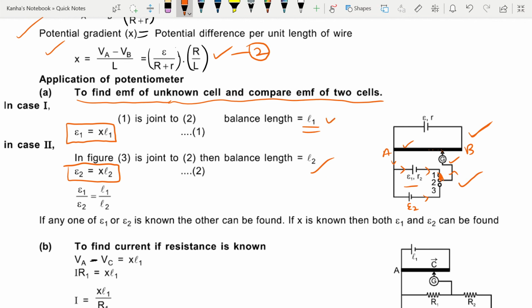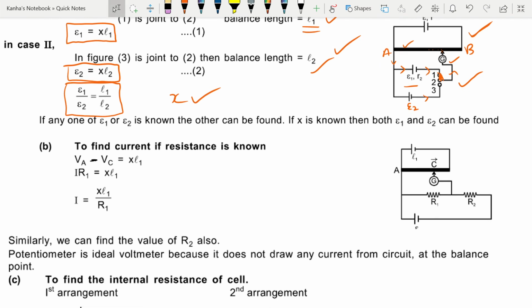Given these, if you have the balance length for both the configurations, then you can find the ratio between the 2 EMFs. If one of these 2 is known, then the other one can be found. And if you already know X, then you can find each of them. Questions have been asked on these before, so you should take a note of this, and let's see if we can practice some problems on it.